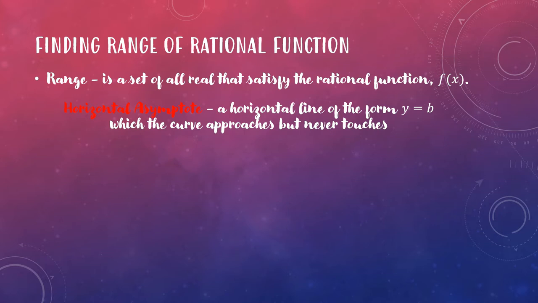Okay? Because again, our range are y values, katong valid output. So, ang kanang horizontal asymptote, miskan unsa nga number imong i-evaluate sa imong rational function, kana siya nga number, dili gyud na siya mugawas. Okay? So, dili siya mugawas, therefore, horizontal asymptote siya.